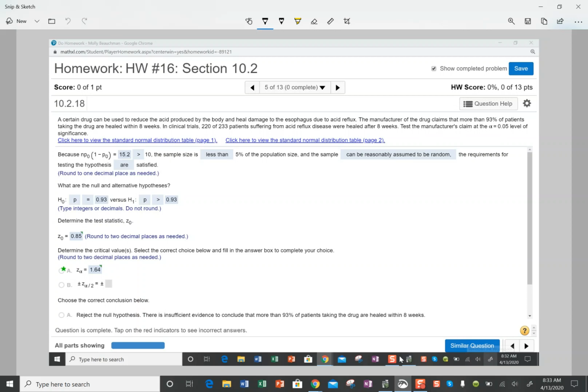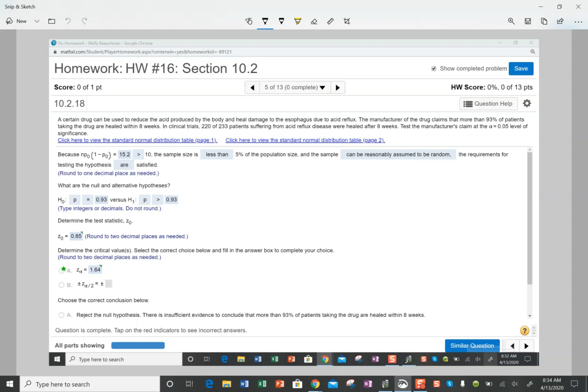In this video, we're going to take a look at solving a hypothesis test about a proportion. So this is from your homework from section 10.2. A certain drug can be used to reduce the acid produced by the body and heal damage to the esophagus due to acid reflux. The manufacturer of the drug claims that more than 93% of patients taking the drug are healed within 8 weeks. In clinical trials, 220 of 233 patients suffering from acid reflux disease were healed after 8 weeks. Test the manufacturer's claim at the alpha equals 0.05 level of significance.